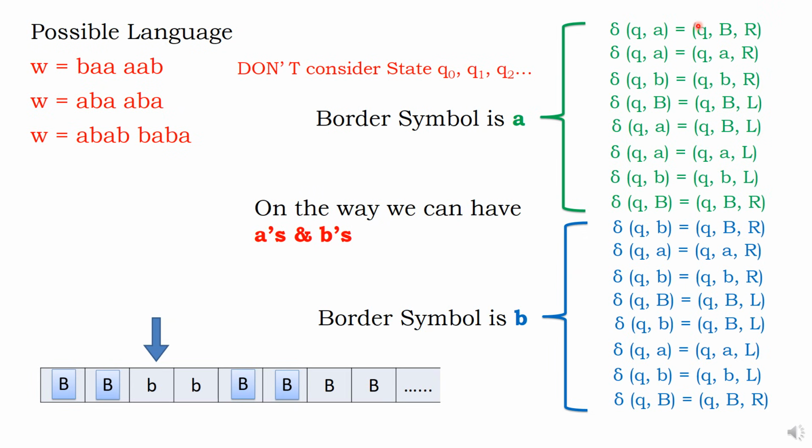Now this whole group is for border letter A. This whole group is for border letter B. Again the border letter is B. Okay, let us start the work. Completed. Now, almost the example is completed.